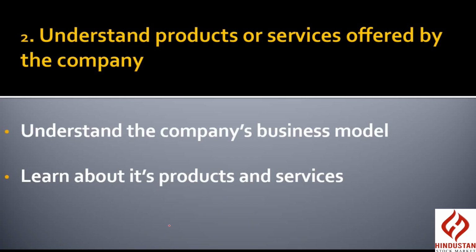Now let us understand the second parameter, that is the second step in the stock analysis process: understand the products or services offered by the company. After filtering the companies based on their financial fundamentals, you need to investigate the company's business next. Understand the company's business model, learn about its products and services. It is important that the company is easy to understand and has a fairly straightforward business model.